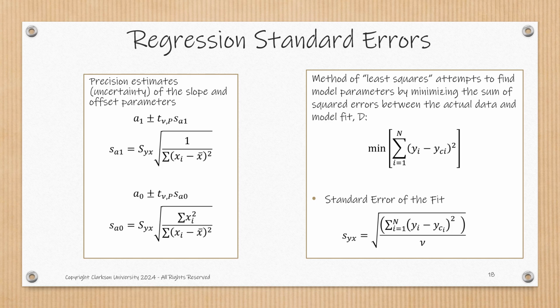Similarly, the standard error for the intercept, S sub A naught, can be used to establish a precision interval for the intercept parameter as well, A naught plus or minus Student's t times S_A0. These standard errors are most often seen and used in measurement applications.